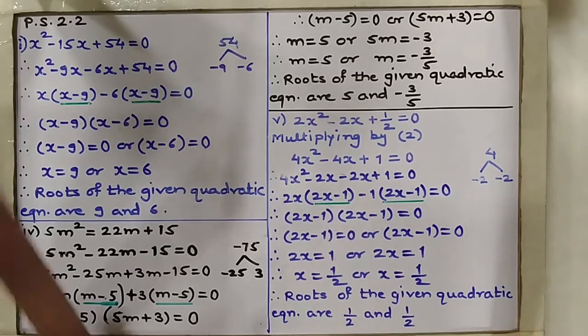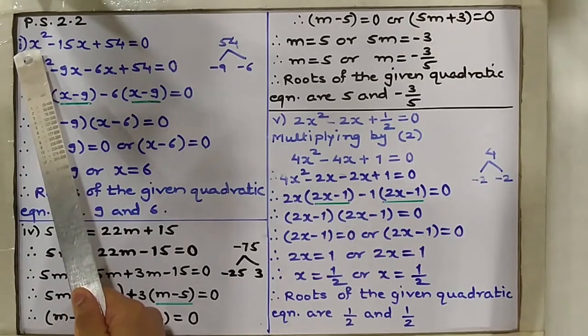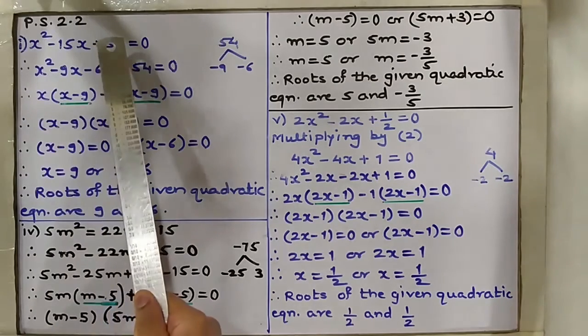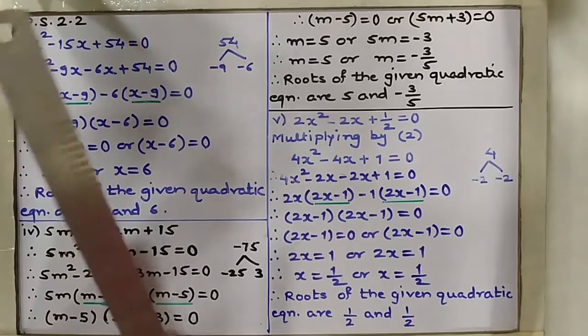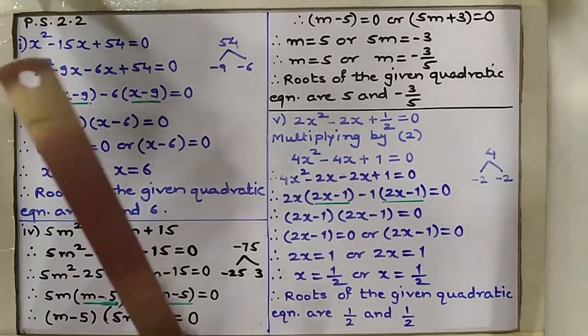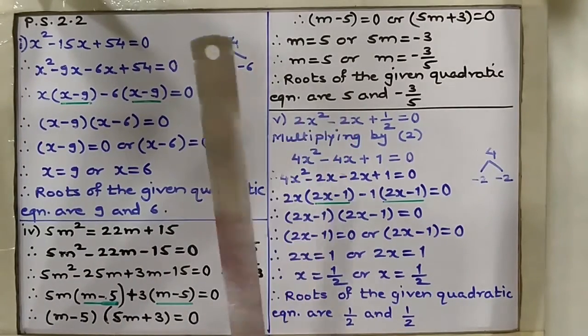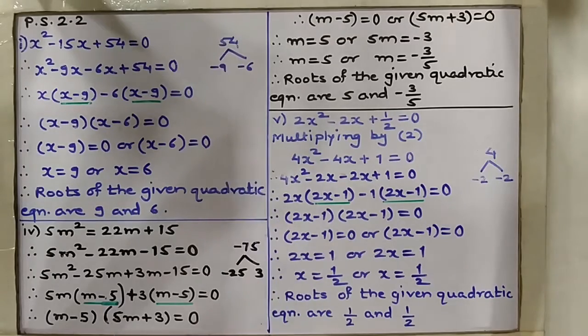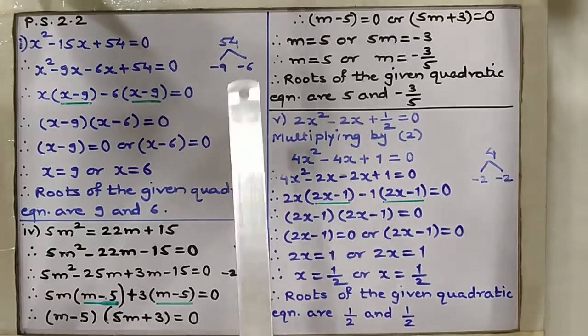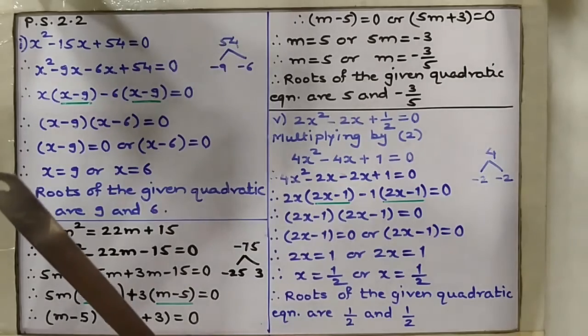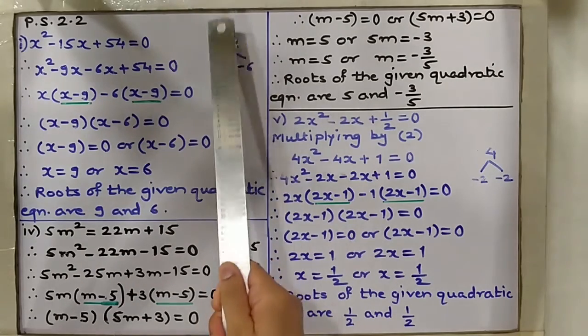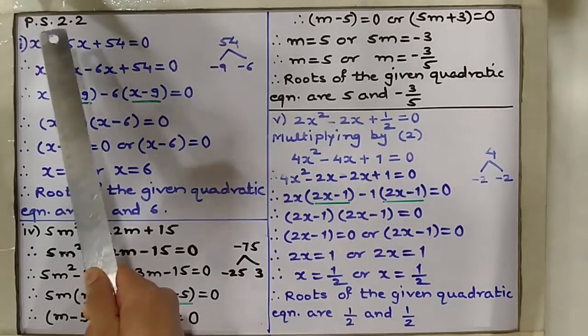So the first step will be you will multiply the coefficient of x square with the constant term, which means you will multiply 1 with 54. 1 multiplied by 54 gives us 54. So we have to find two numbers such that the product should be plus 54 and the sum should be minus 15.